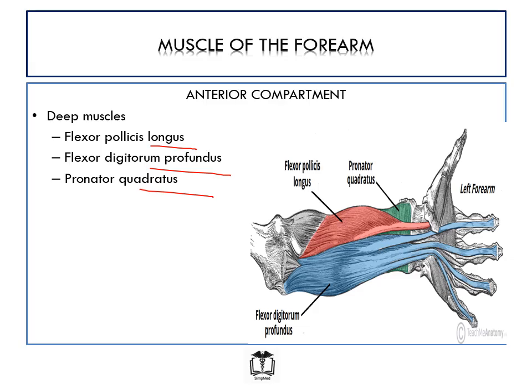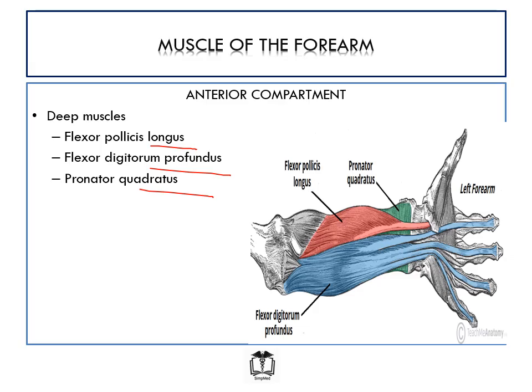So in the case of the flexor pollicis longus, it inserts at the base of the distal phalanx of the thumb. It is supplied by the median nerve and is involved in the flexion of the metacarpophalangeal joint and the interphalangeal joint of the thumb.